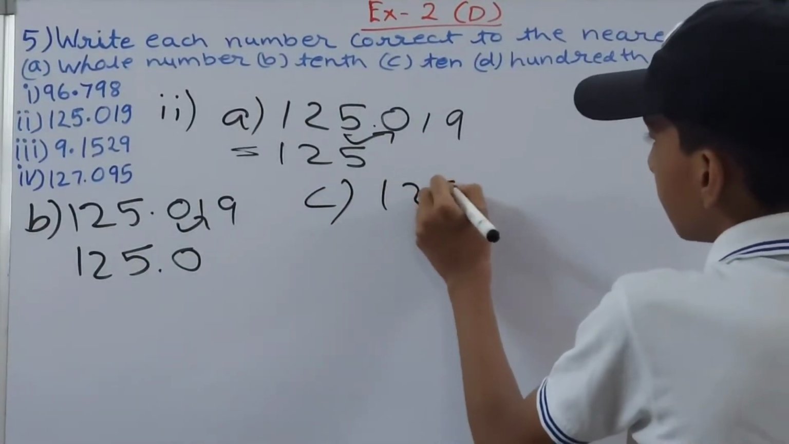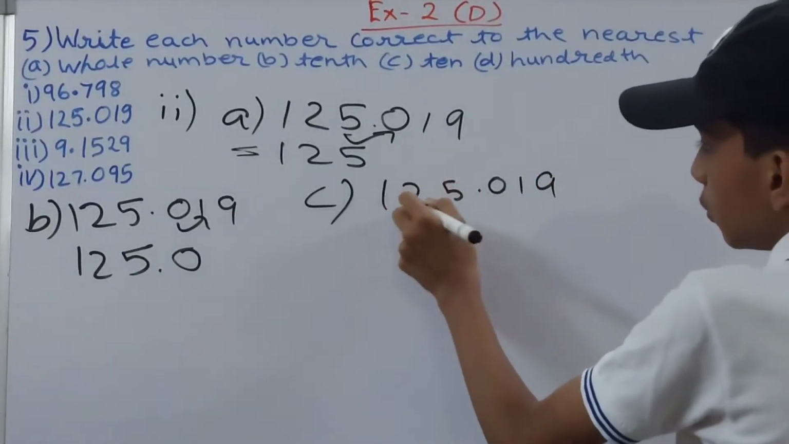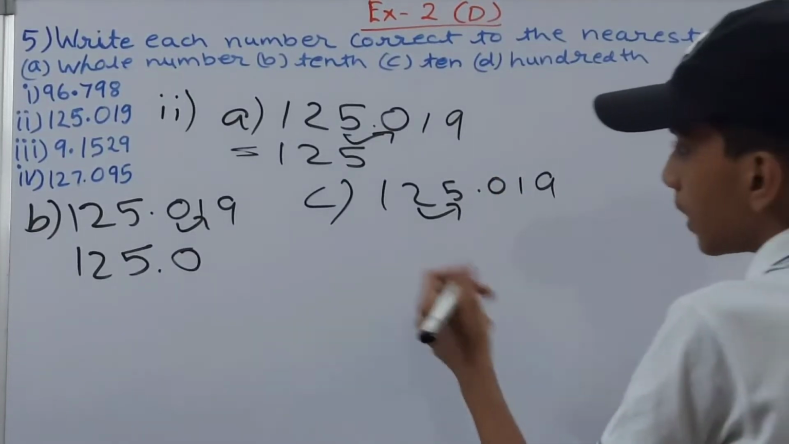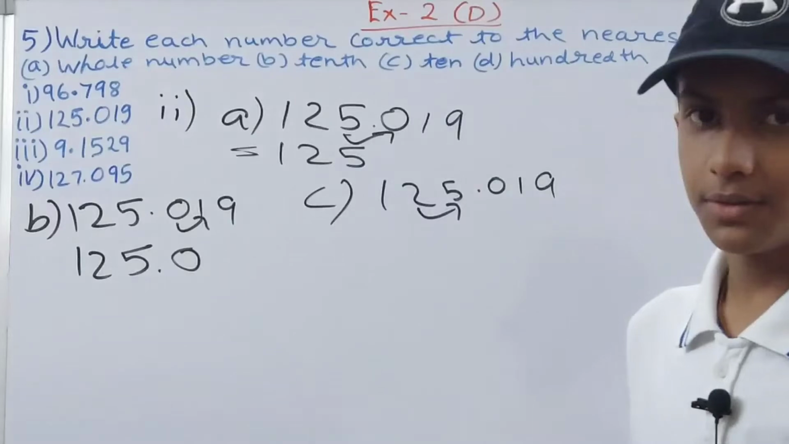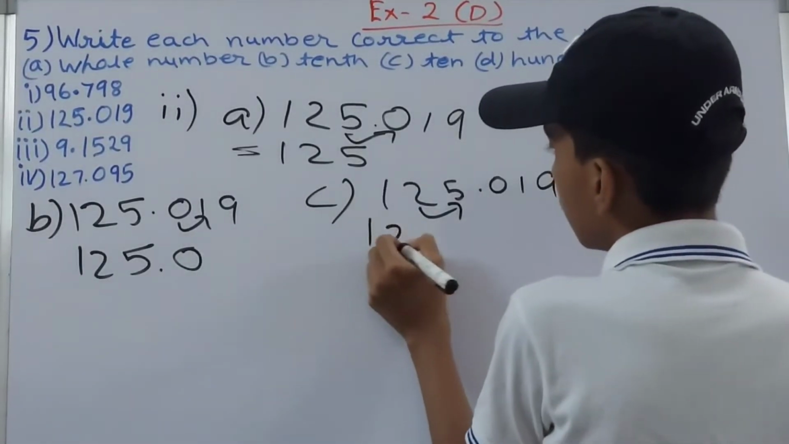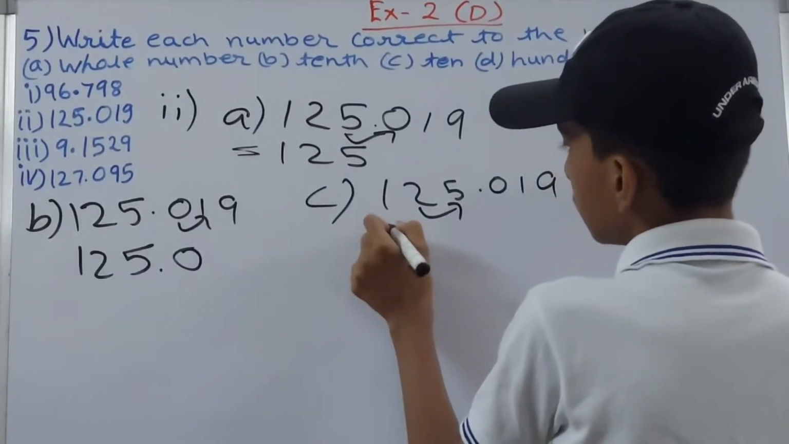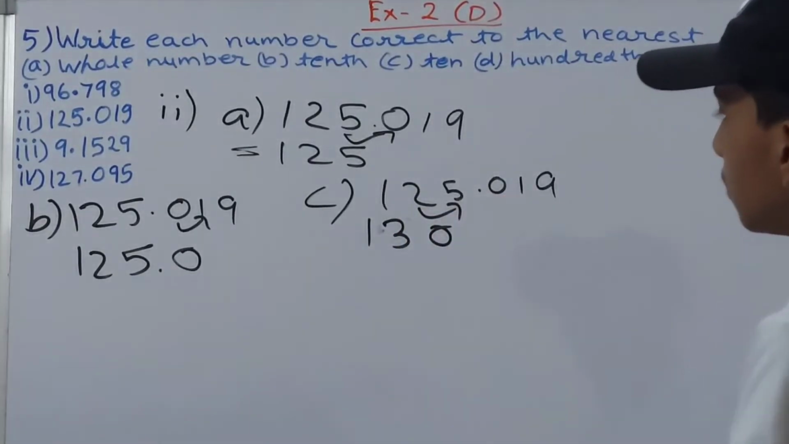Then tens. In 125.019, the digit at the tens place is 2. To its right we got 5. 5 is equal to 5, and whenever it's equal to 5, we add 1 to the original digit. So the 2 becomes 3, and we get 130, and the 5 becomes 0. There is no need to write the rest of these things.